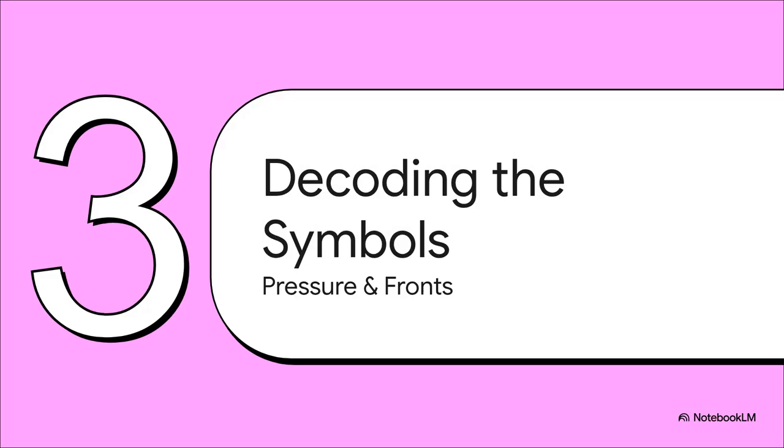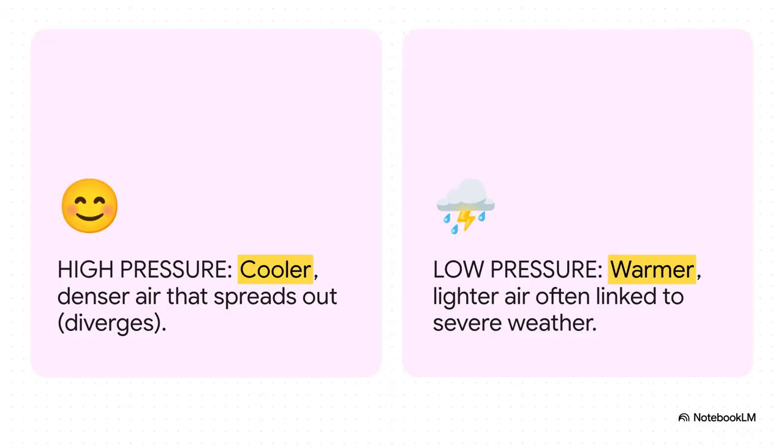All right, section 3 is all about decoding pressure and fronts. Think of this part as learning the alphabet of our new language. So much of what you see on a weather map boils down to two main ideas: high pressure and low pressure. High pressure is kind of like a hill of cool, heavy air that sinks down and spreads out. Low pressure, on the other hand, is like a valley of warmer, lighter air that's rising up. And as you can probably guess, that rising air is where all the action happens.